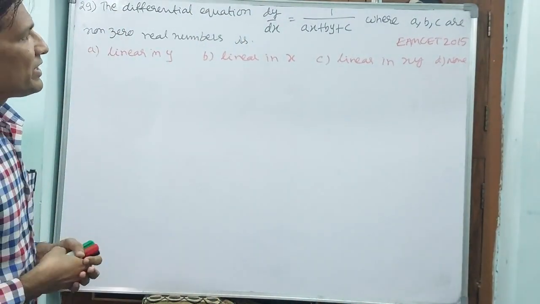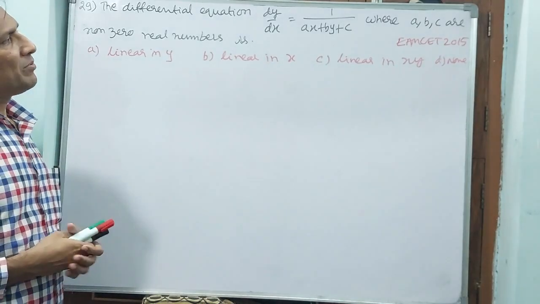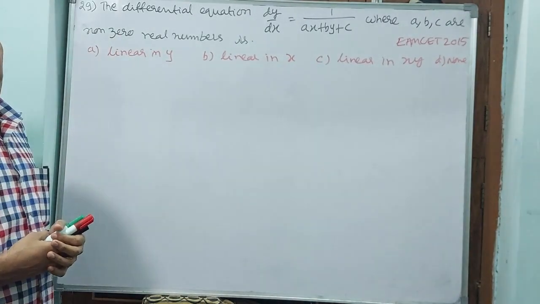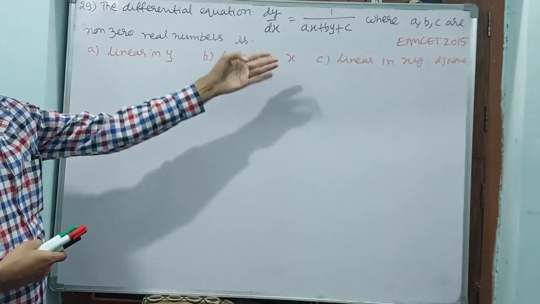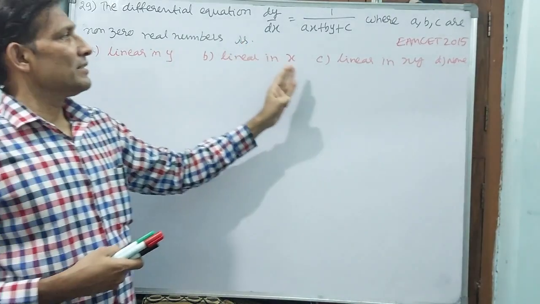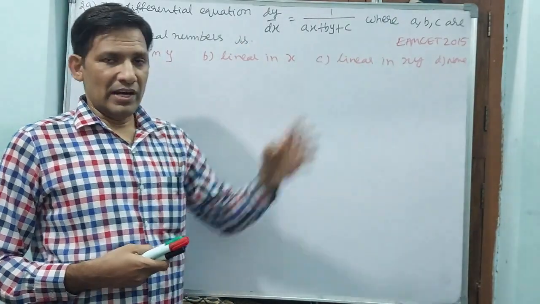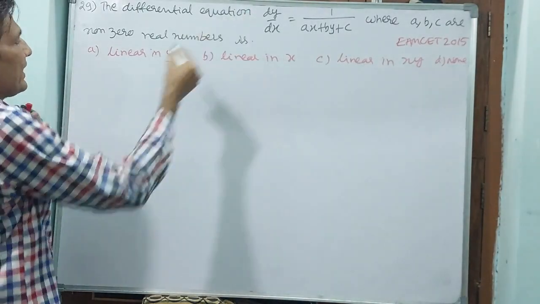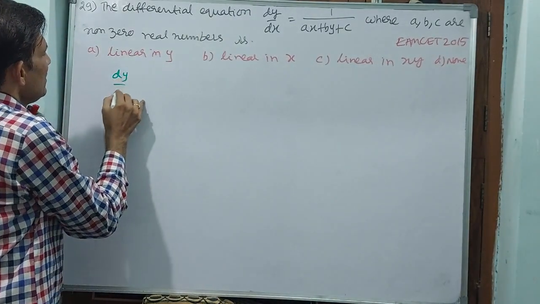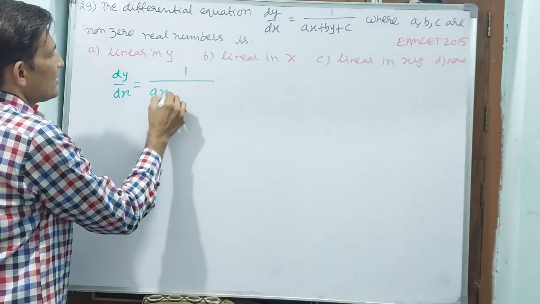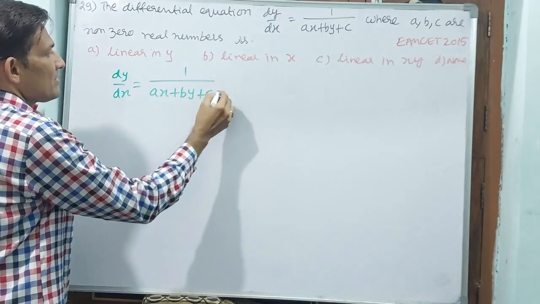The differential equation dy by dx is equal to 1 by ax plus by plus c, where a, b, c are non-zero real numbers, is this differential equation linear in y, linear in x, linear in xy, or none? See what I am doing. Once again I will write that dy by dx is equal to 1 by ax plus by plus c.